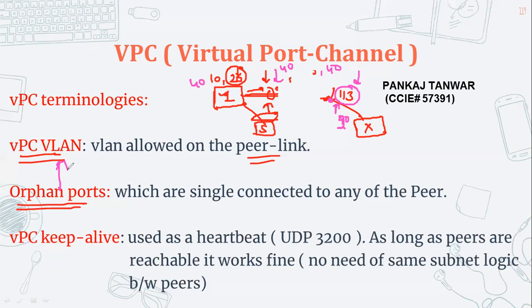Okay, so VPC Keep-alive we already talked about, right? It is used as a heartbeat UDP message, UDP port number 3200. So that we already discussed.